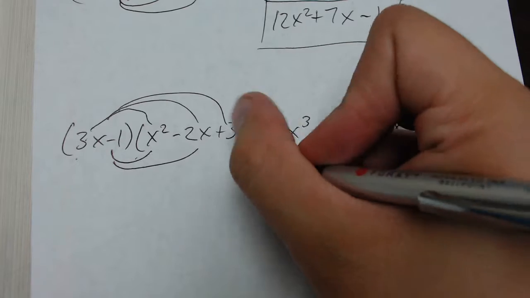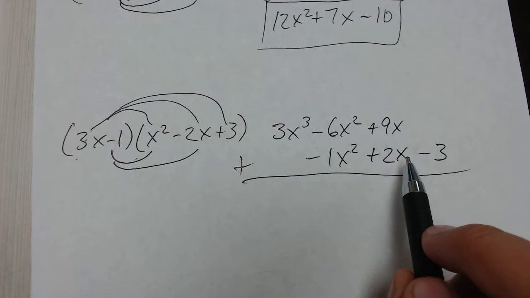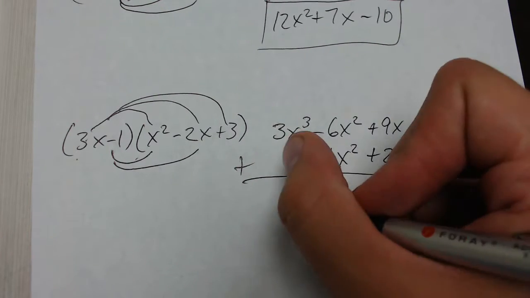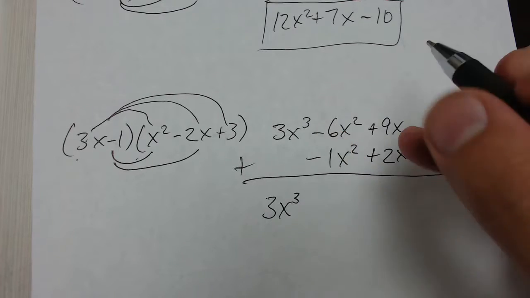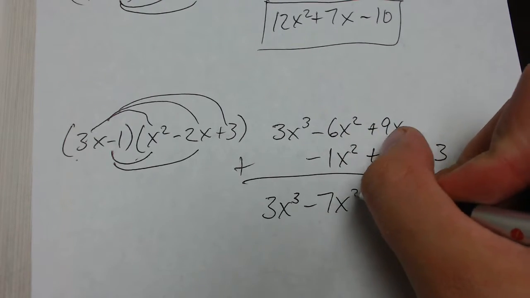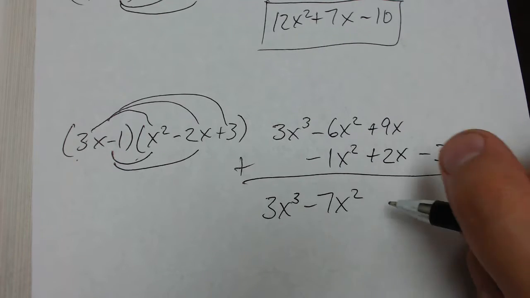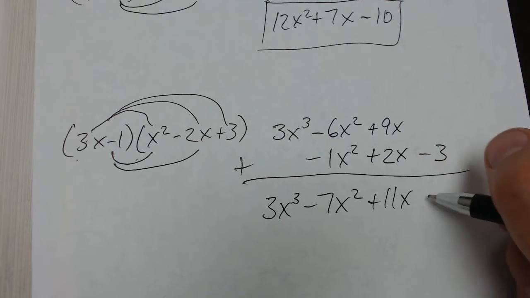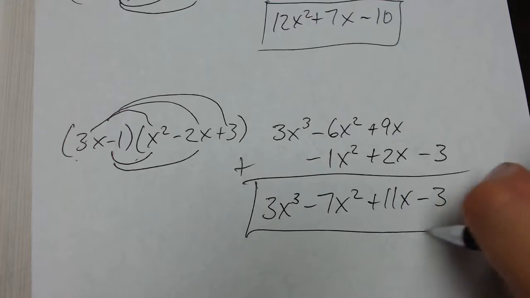So what I can do here is I have lined up my like terms already, and I can add them. 3x cubed stays the same. Negative 6 plus negative 1 gives me negative 7. 9 and 2 gives me 11x, and then minus 3. And that is my final answer.